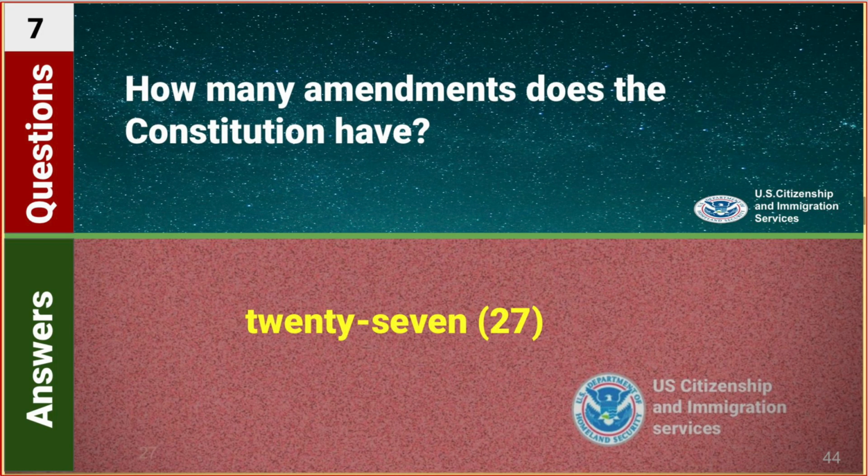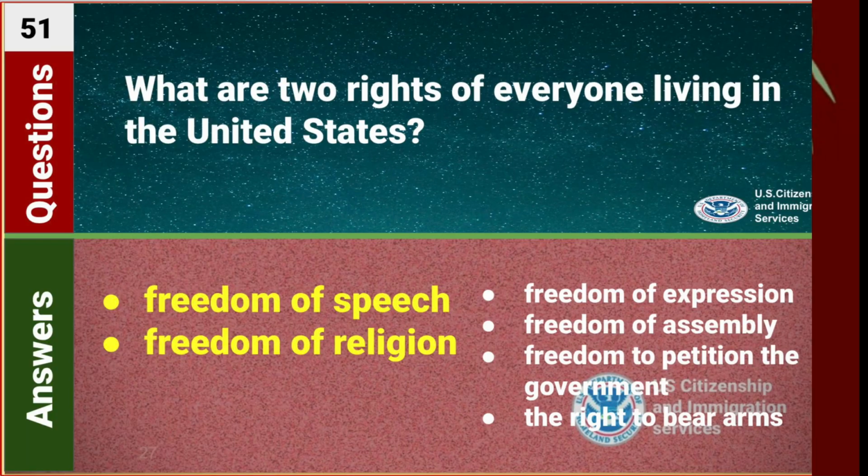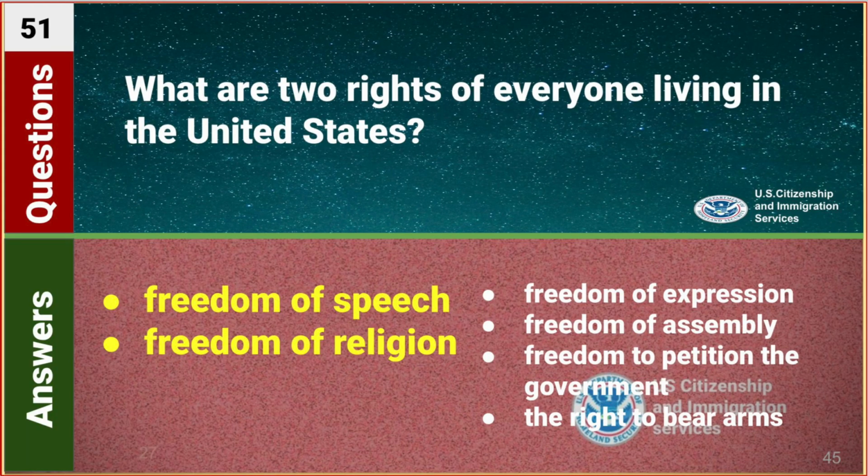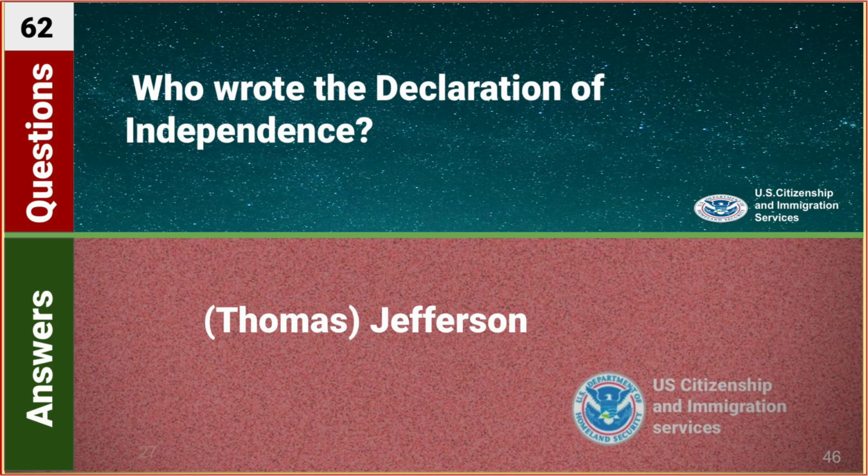How many amendments does the Constitution have? 27. What are two rights of everyone living in the United States? Freedom of speech, freedom of religion. Who wrote the Declaration of Independence? Thomas Jefferson.